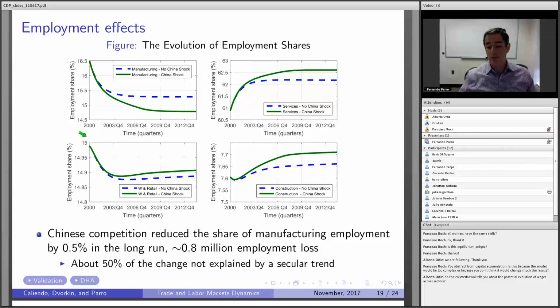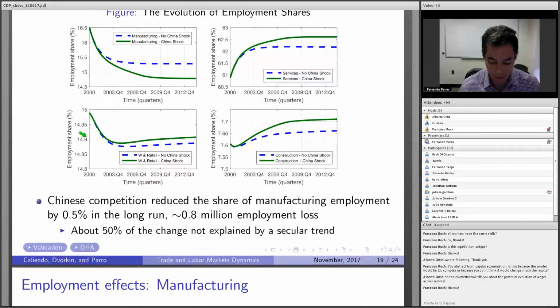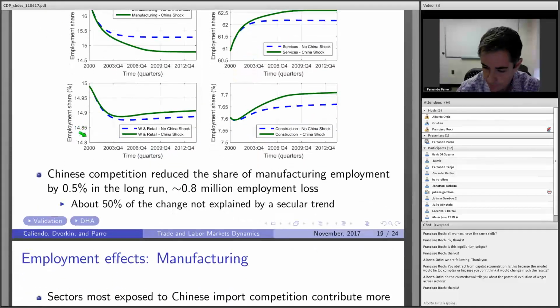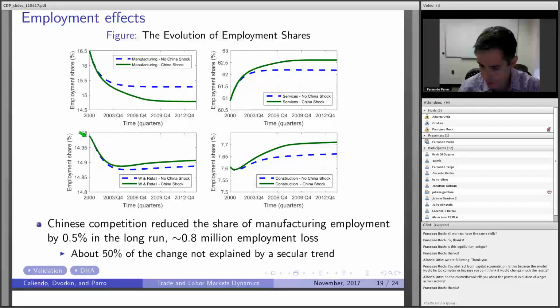Yeah, absolutely. I'm going to show you the effect on real wages across different labor markets in a second. The wages are endogenous, an outcome of our model, and of course we can show the evolution of wages. Yes. So, any other question?